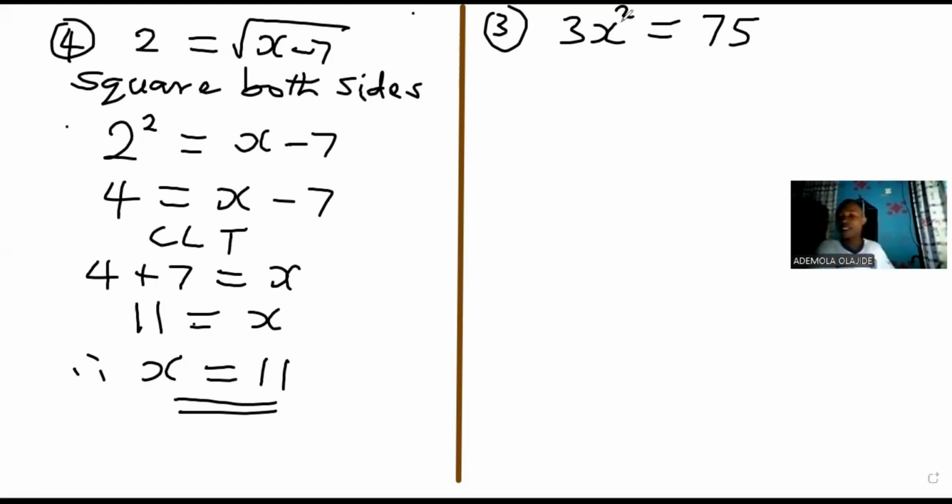What are the processes of removing them? If you remove square to the other side, it becomes what? Square root. Yes. If you remove coefficient to the other side, it becomes what?